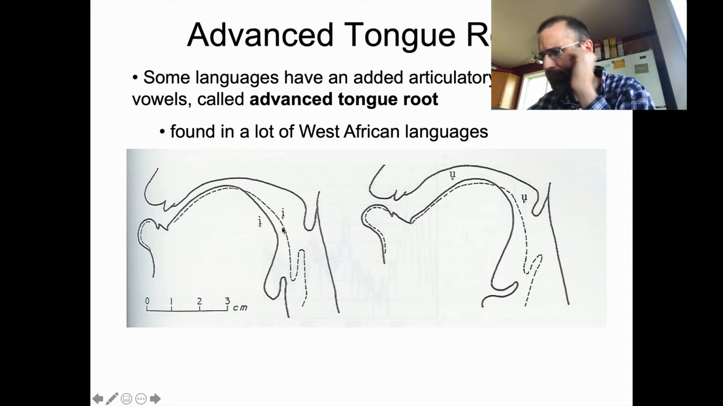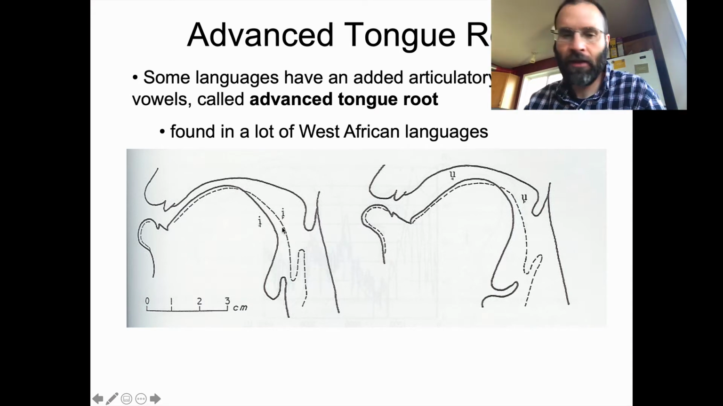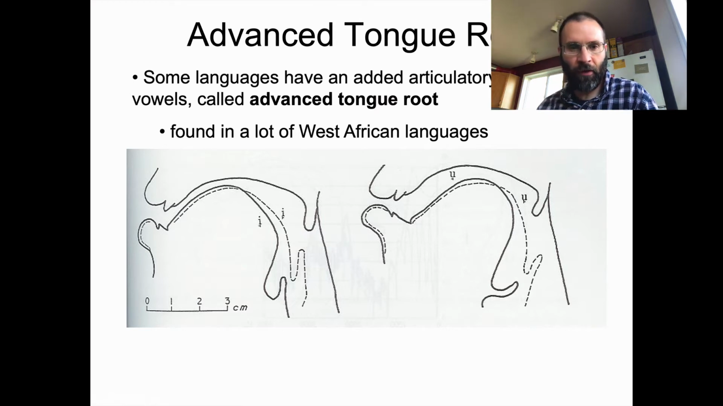And it might be a bit hard to see that diacritic, but it's basically a vertical line with a horizontal line in the middle, either pointing to the left or pointing to the right. Yeah, that's going to be hard to see. I think we'll see some better examples on the next slide. If that little horizontal line is pointing to the left, that means it's advanced tongue root. If it's pointing to the right, that means it's not advanced tongue root, or what is sometimes called retracted tongue root.